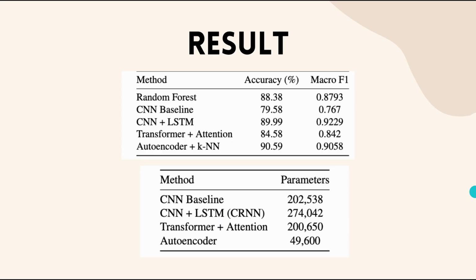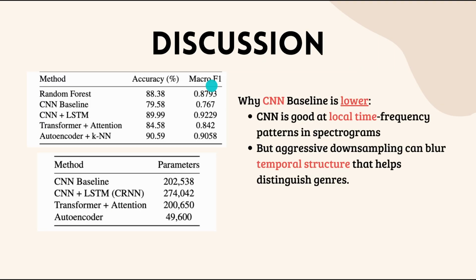And these are results after our experimenting. These are some accuracy and macro F1 scores and the models' parameter counts. And as for these results, we have some questions we want to discuss. The number one question is, why does the CNN baseline have lower accuracy and macro F1 score? Plain CNN is good at local time-frequency patterns in its spectrograms, but aggressively downsampling can blur temporal structure, for example, rhythm. And rhythm helps distinguish similar genres, and this blurs that.